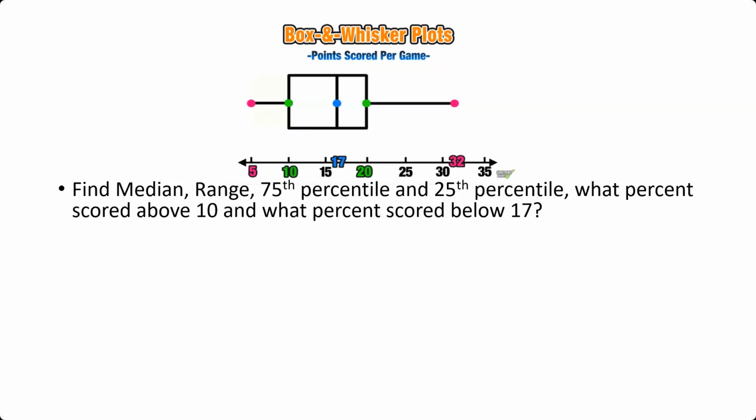What would the median be? Anyone? Median is your middle number. And so the median would be the middle value inside the box, which is 17. Remember, this first one is your lowest value. This is your lower quartile, your median, your upper quartile, and your largest value. So the median would be 17, the value in the middle.